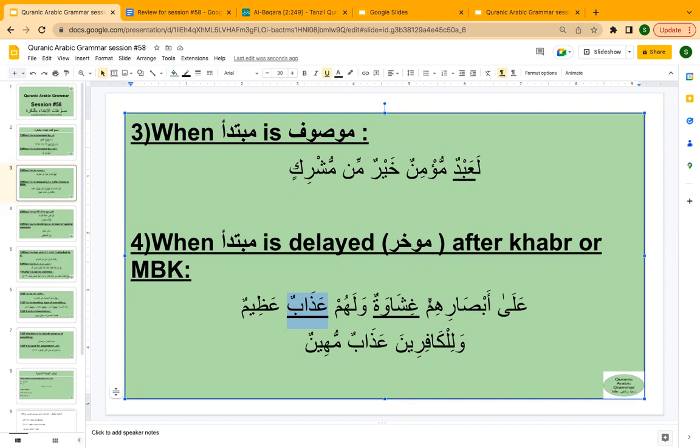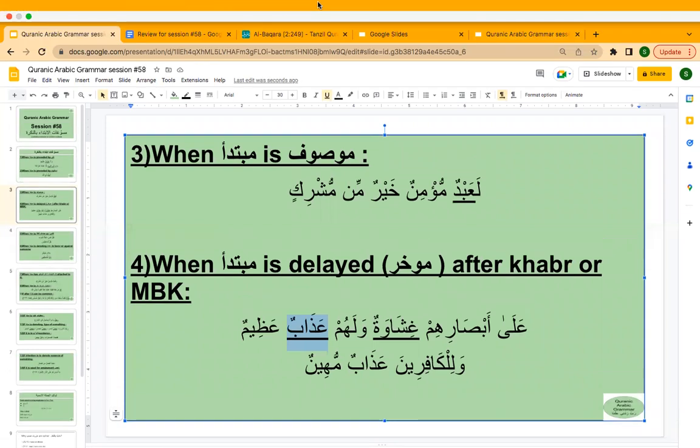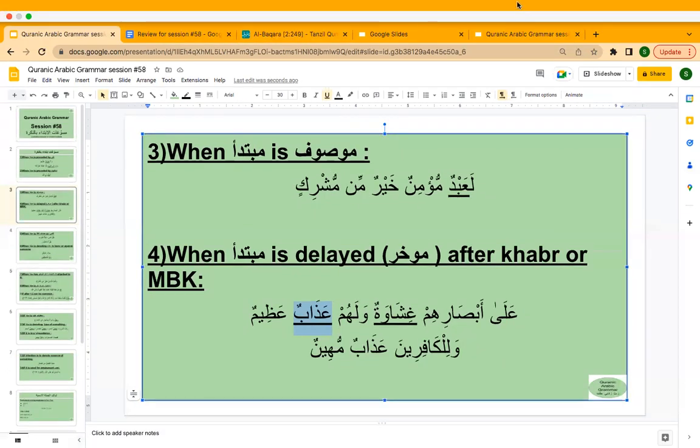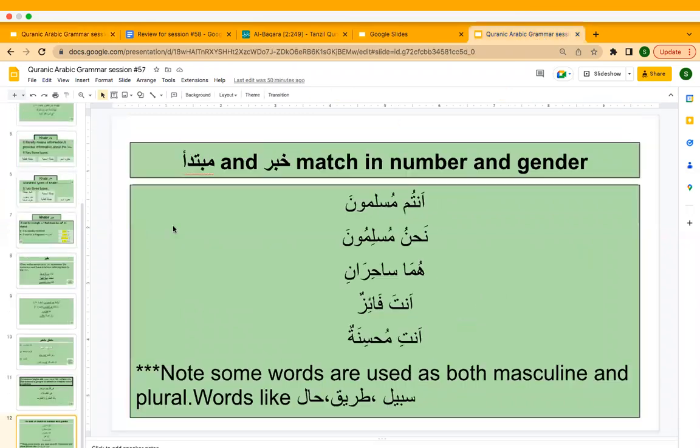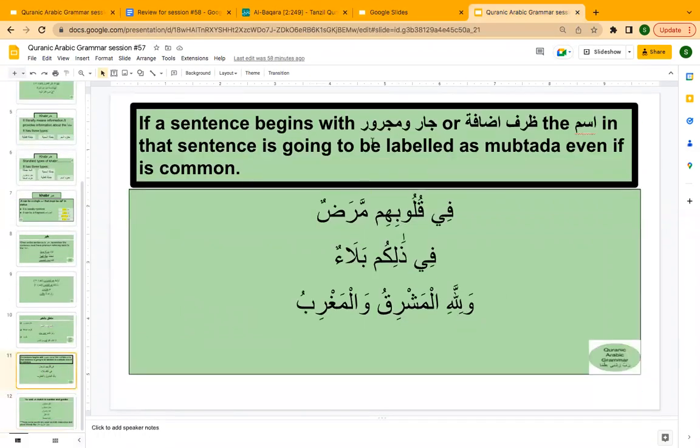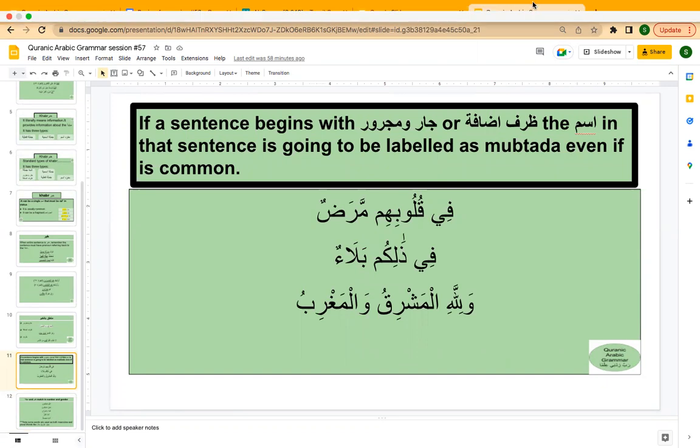So, yeah, if there is a jar majroor in your sentence without any fail, and then you find an ism after your jar majroor that is common, what is the labeling for that ism? And I will show you that as well. Remember this slide: if the sentence begins with jar, you remember that, alhamdulillah. So if a sentence begins with jar majroor wa zarf idafa, the ism in that sentence is going to be labeled as mubtada, even if it is common, right?